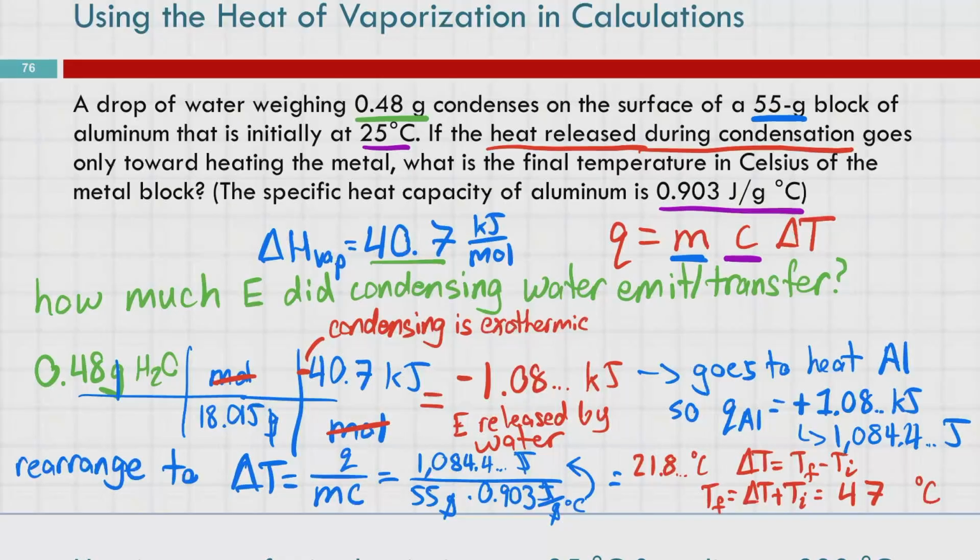Questions? Do we have questions about the delta HVAP part? Do you have questions about how we used Q equals mc delta T? Yes, question. So C is the specific heat? Yes, C is the specific heat capacity for aluminum in this case. Q is, what would Q be like generally? Heat or energy. It has units of energy, but we would call it heat.